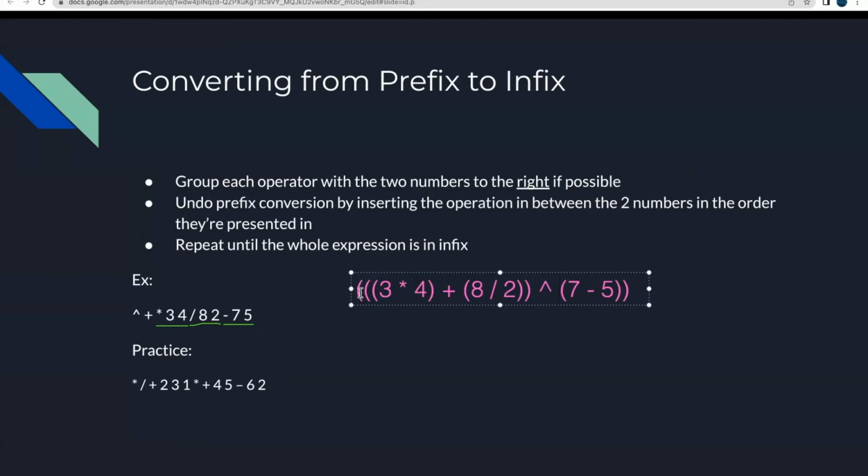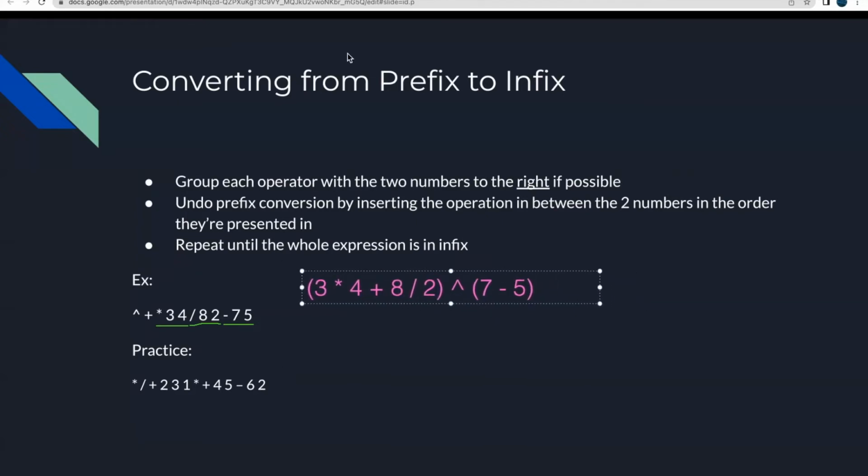We're going to end up with a lot of parentheses, but there are a lot that you can just remove since now we can rely on order of operations. So there we have it.